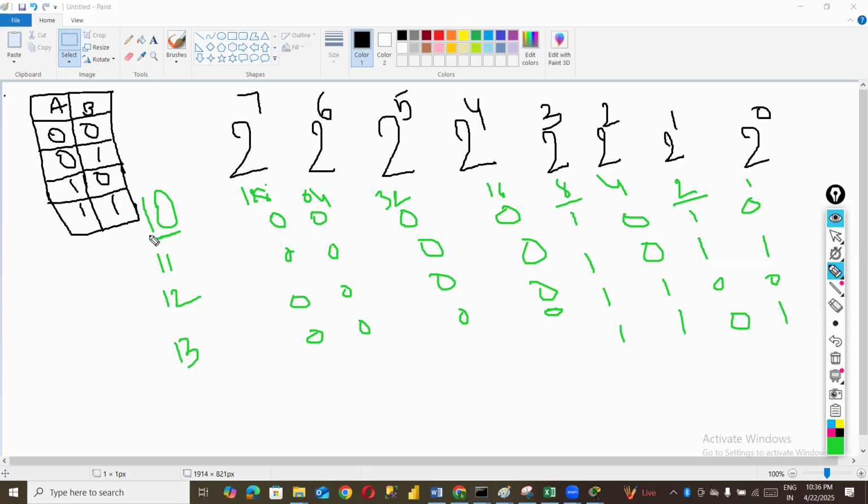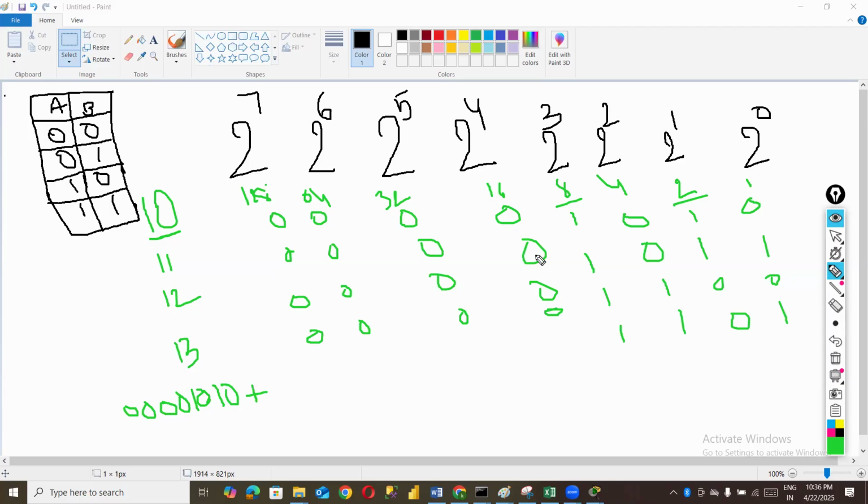So to write the decimal value 10 in binary, what is the value we have to write? 0, 0, 0, 0, 1, 0, 1, 0, right? Double 0, double 0, right? And 1, 0, 1, 0.